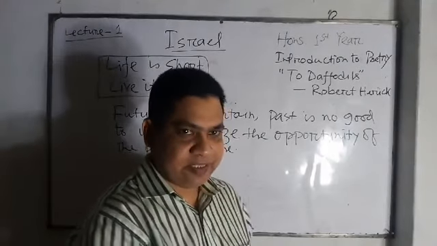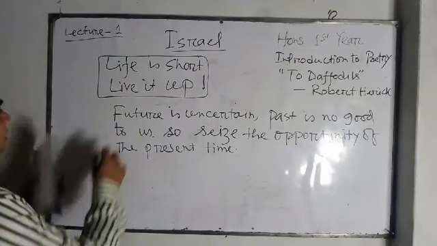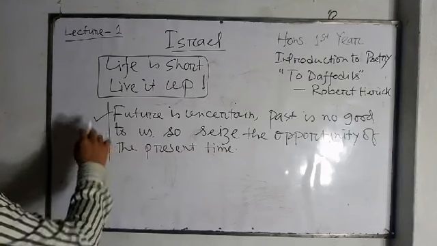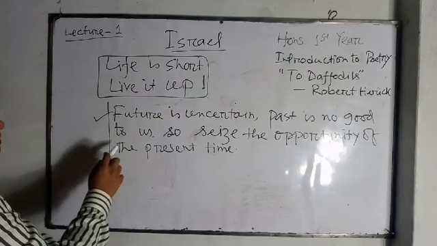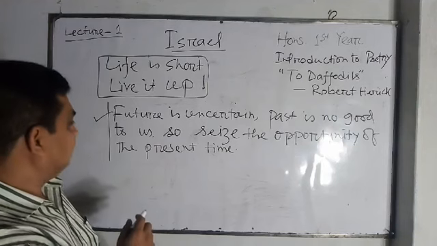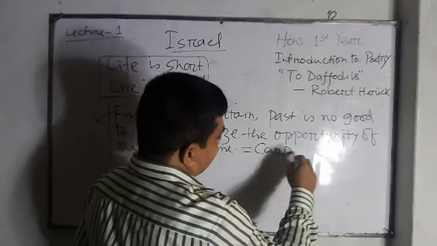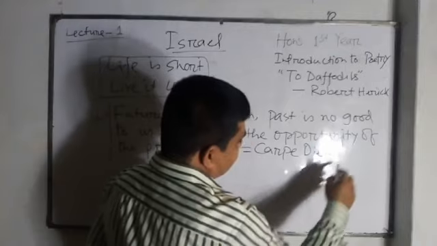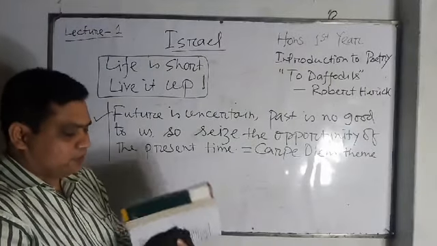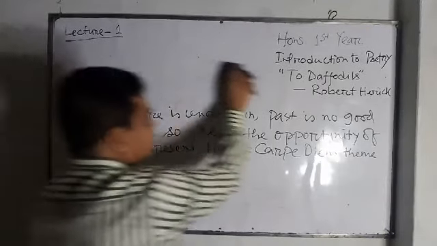And that's why the poet wants to make us realize and convince us to believe in the maxim: life is short, live it up. Or, future is uncertain, past is no good to us, seize the opportunity of the present time. That is the carpe diem theme, that is enjoying the opportunity of the present time. Let us now see what the poet wants to say in Daffodils and how it is proved that the thing is something like that.